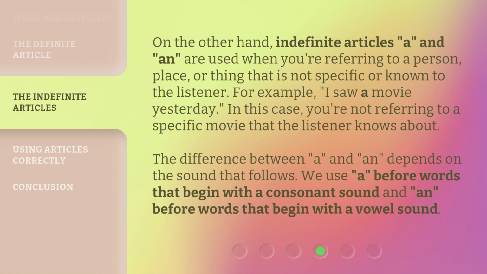On the other hand, indefinite articles, a and an, are used when you're referring to a person, place, or thing that is not specific or known to the listener. For example, I saw a movie yesterday. In this case, you're not referring to a specific movie that the listener knows about. The difference between a and an depends on the sound that follows. We use a before words that begin with a consonant sound and an before words that begin with a vowel sound.